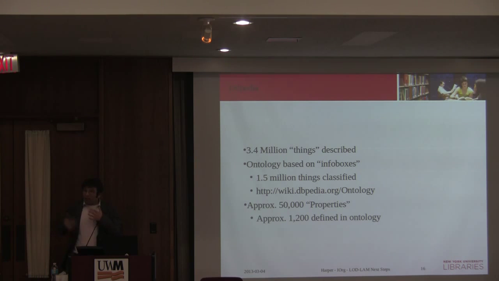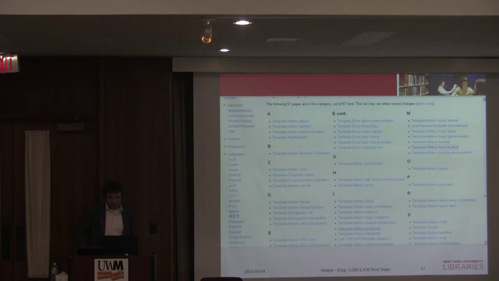1.5 million of those are classified. They have formal types of things. There's about 50,000 metadata properties there, and about 1,200 of them are formally defined in the DBpedia ontology. So this is an example, just to give you a sense of the scope of the infobox templates for this stuff: these are the 57 templates that fit in the category music, I think just music, or musical something. And you've got templates for albums, and anthems, and hymns, and guitar models, and discographies, and bands, and singles, and records, and so on and so forth.